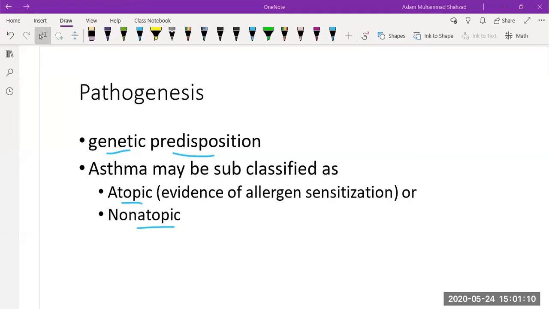How can we differentiate atopic asthma and non-atopic asthma? The main thing is that in atopic asthma, the classical example is type 1 IgE mediated hypersensitivity reaction. We will discuss it in detail in our upcoming lectures. Whereas non-atopic asthma occurs where there is no allergic sensitization, the skin test result is usually negative, and usually there is a positive family history.